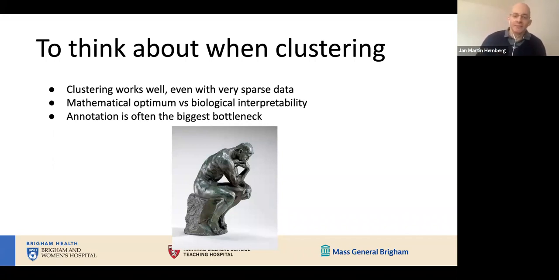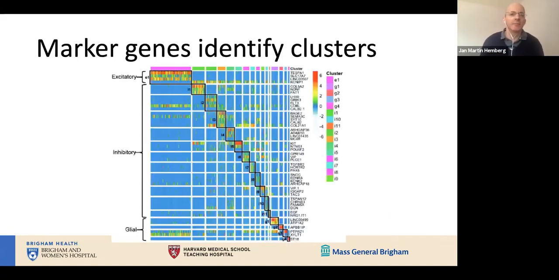So next I'm going to talk about some strategies for trying to understand these different clusters and annotating them. One concept which is intuitively very easy to understand is marker genes. Marker genes are defined as genes that are highly expressed in one cluster and lowly expressed everywhere else. This is illustrated here in this heat map.